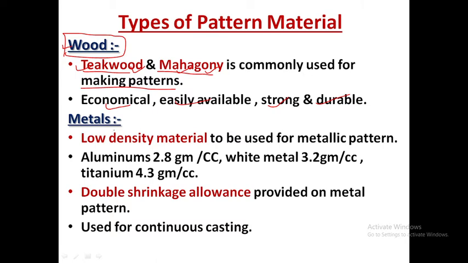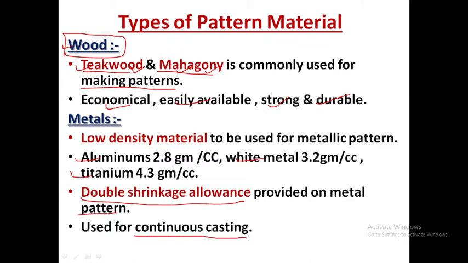Next, the pattern material is metals. Here, low density materials are used for patterns, like aluminum, white metals and titanium. Also, double shrinkage allowances are provided on the metal pattern. And these metal patterns are used for continuous casting.